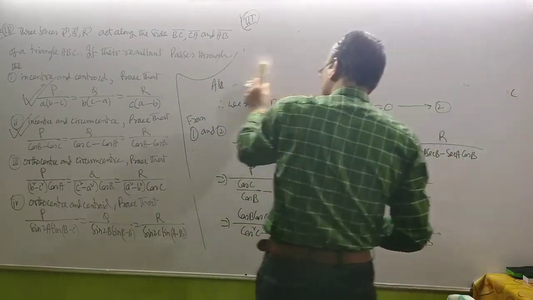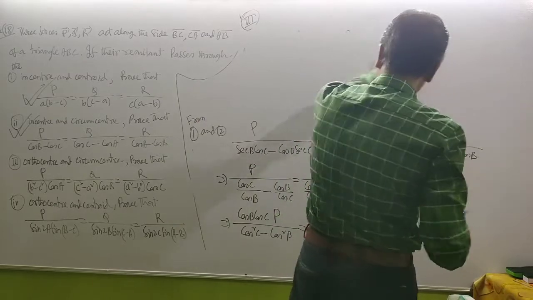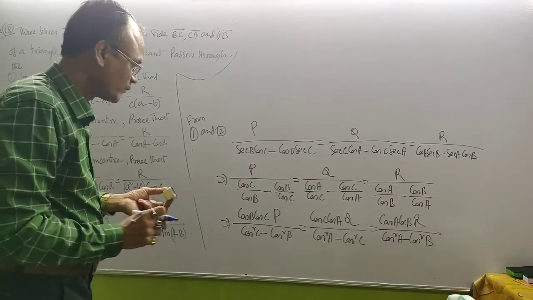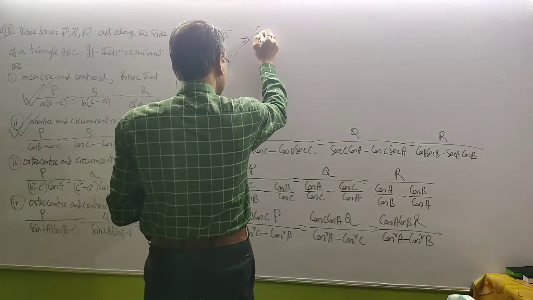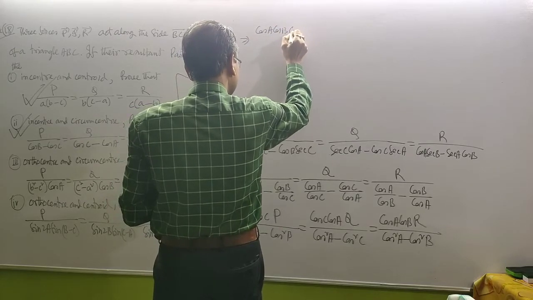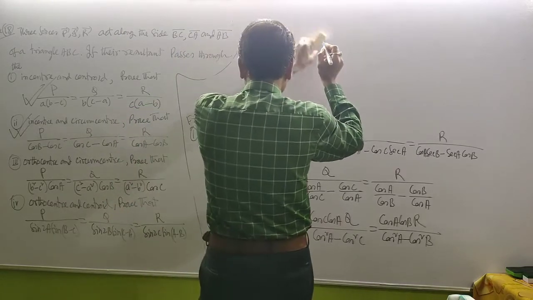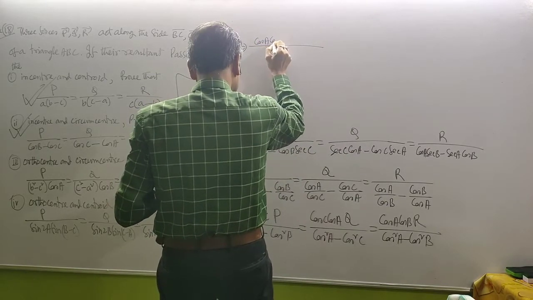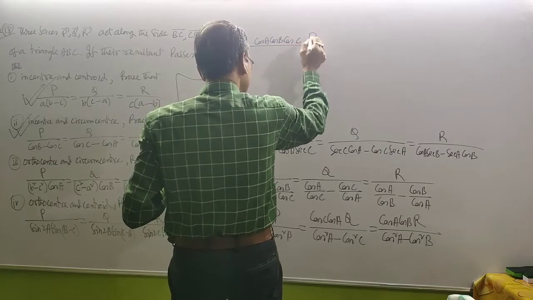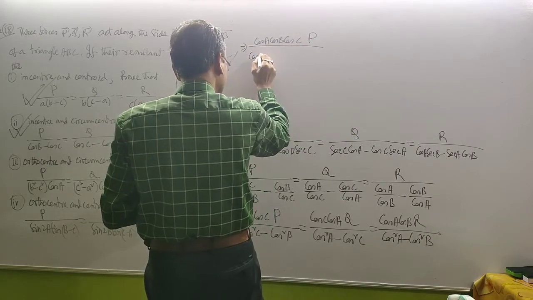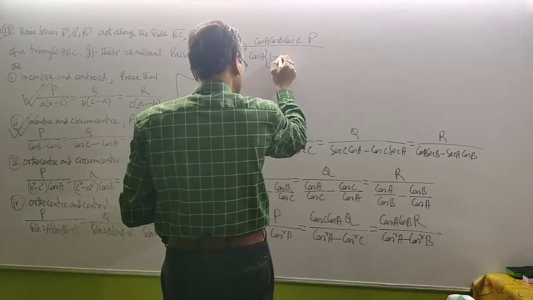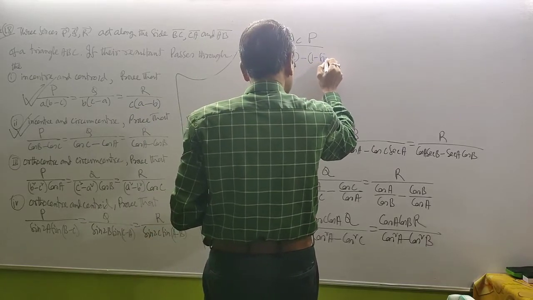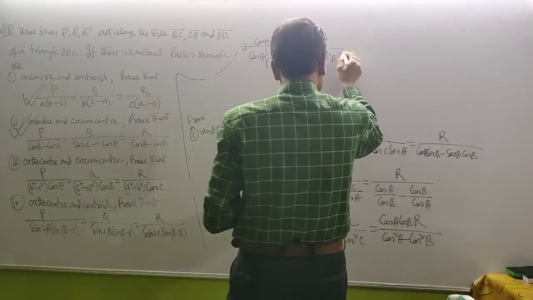Now, let me simplify this. We have to simplify this one. This means cos A cos B cos C. I'm writing here because the camera may not cover this. Cos A cos B cos C P, it is cos A, and 1 minus sine square C minus 1 minus sine square B. You may write like this.